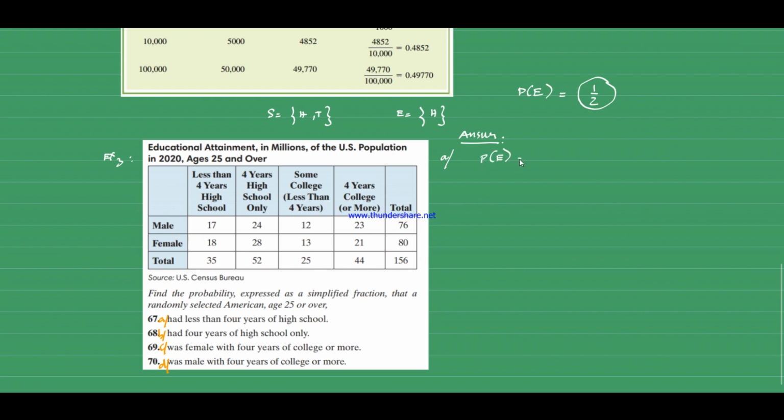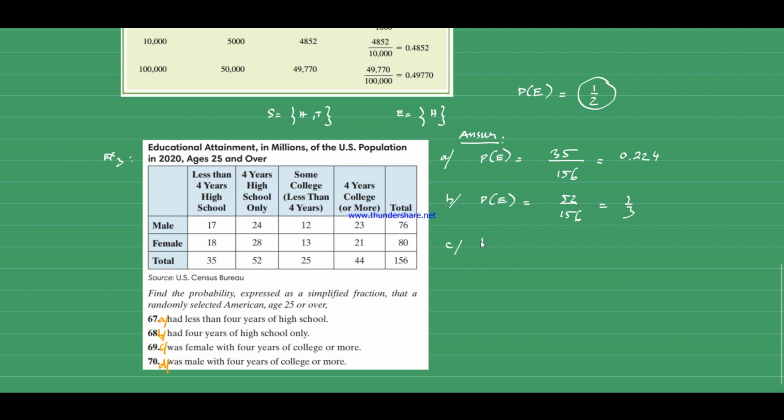So the probability in this case will be 35 over the total, right? The total will be 156. This gives you the probability of part A. I don't think we can simplify this, so I'm going to convert it into a decimal number. It's about 22.4%, so it's 0.224. You see that it's less than 1. How about part B? Part B has only 4 years of high school, this will be 52 over 156, which simplifies to about 1 over 3.